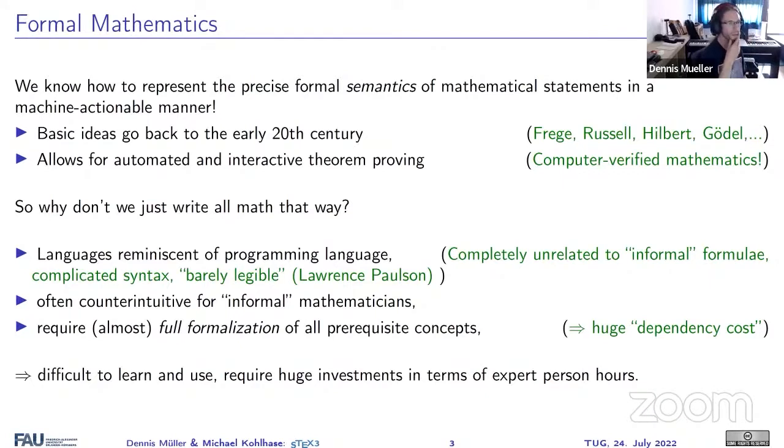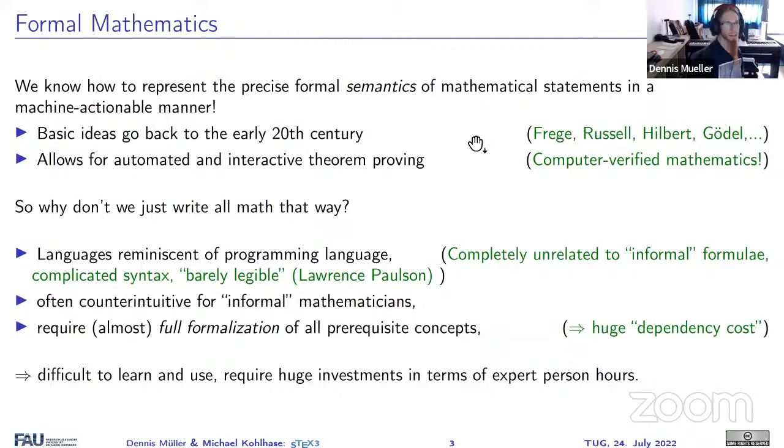I'm assuming that most of you don't really know what that is. The core idea is that for mathematics, we know how to represent the precise semantics of mathematical statements in such a way that computers can act on it, which in the ultimate variant of that enables things like fully computer verified math and automated theorem proving and interactive theorem proving.